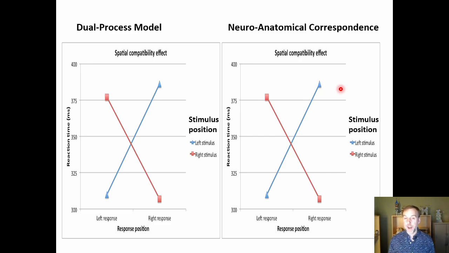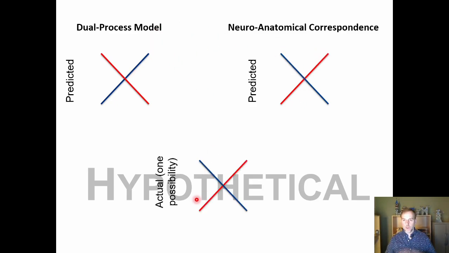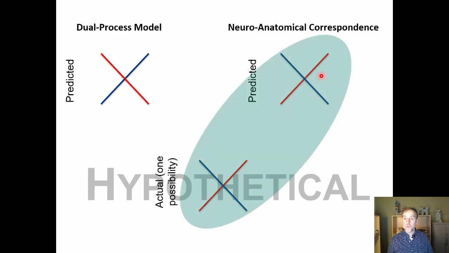They both seem correct. And what we would really like to do, hypothetically, is design an experiment where they make opposite predictions. So it's a little hard to see here, but if you can see the red line is a forward slash here, and it's a backward slash here. So these are opposite predictions. Then we could run an experiment, and this is all hypothetical, and we would see which results match. So in this case, the red lines are the same here and here. So we would say, oh, neuroanatomical is correct and dual process is wrong. But we currently can't do that because they both predict the same thing.